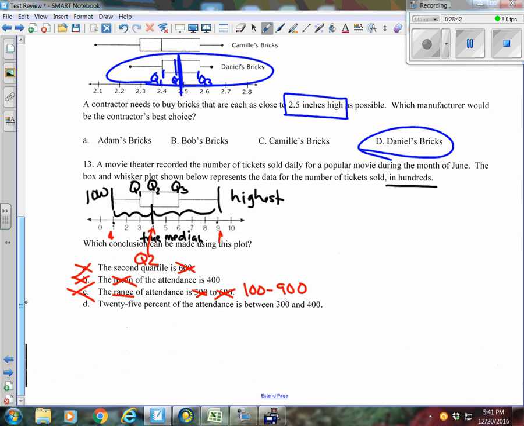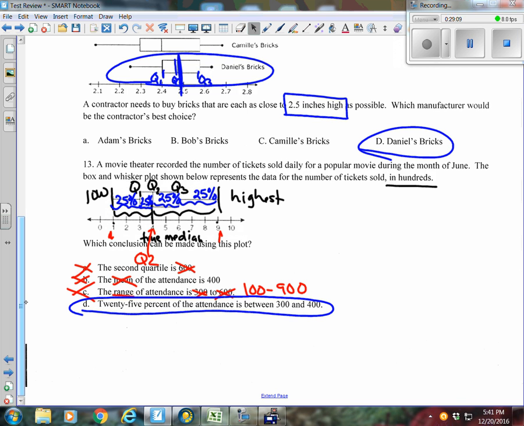Got to be D. And sure enough, when we split our numbers from the beginning to Q1, that's where 25% of all my data falls. From Q1 to Q2, that's the second quarter, or that's the next 25%. From Q2 to Q3, that's the third 25%. And from Q3 to the end, that's the fourth 25%. And so that's why D is obviously the best choice.